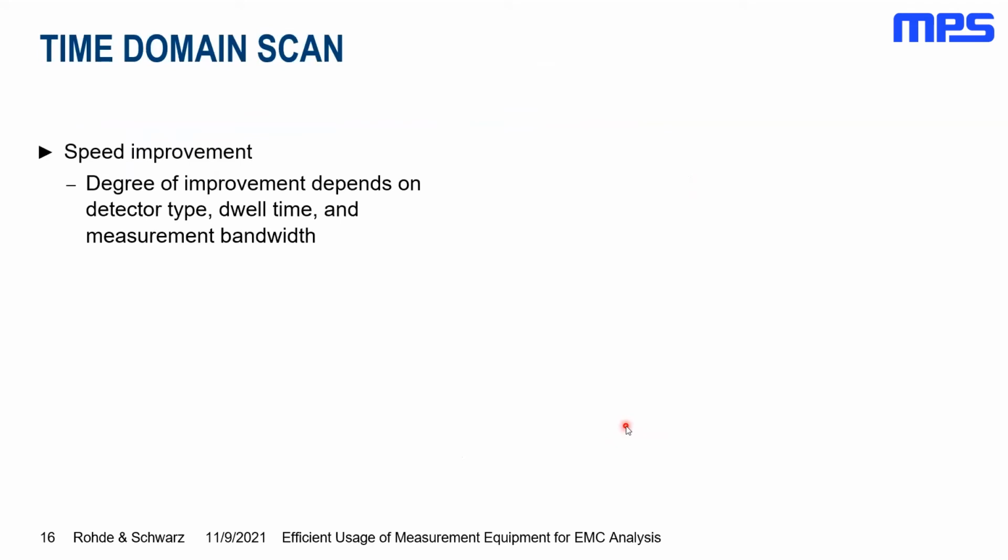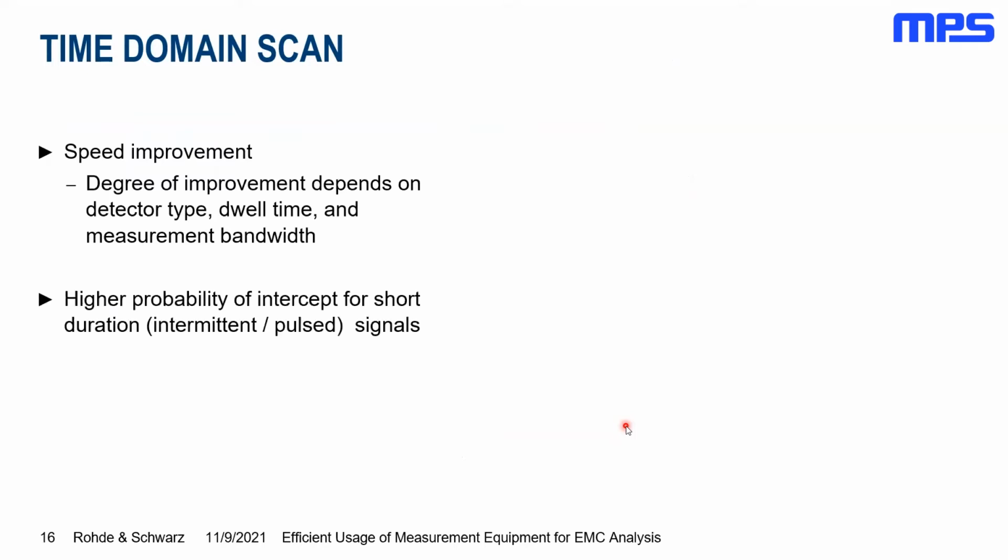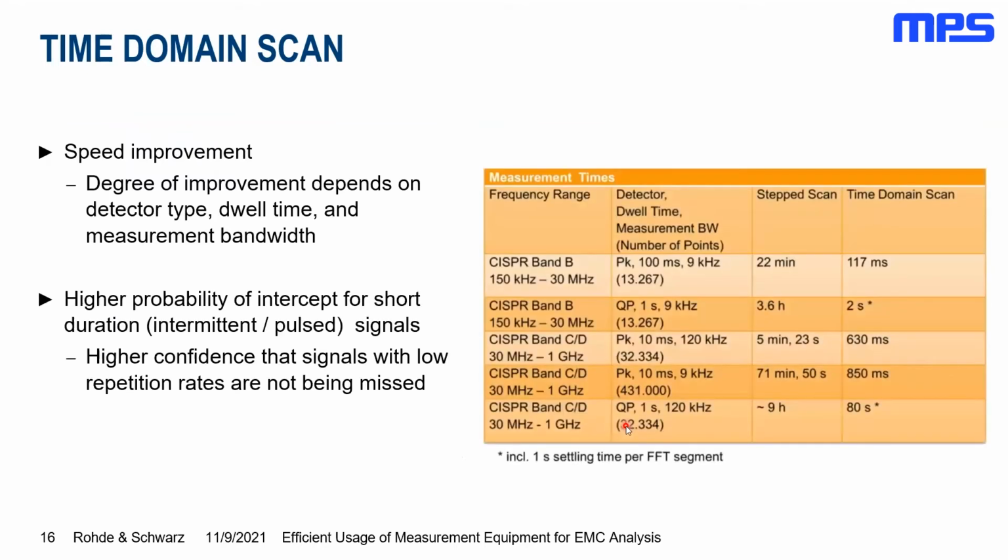So we have a speed improvement, as less measurement time has to be used for the different frequency points. And we have a higher probability of capturing these more or less singular events that occur or could occur. If we compare the sweep times for these different modes, we are going easily down from the minutes or hours range to some milliseconds or seconds. And that's a quite tremendous speedup in doing the measurements.